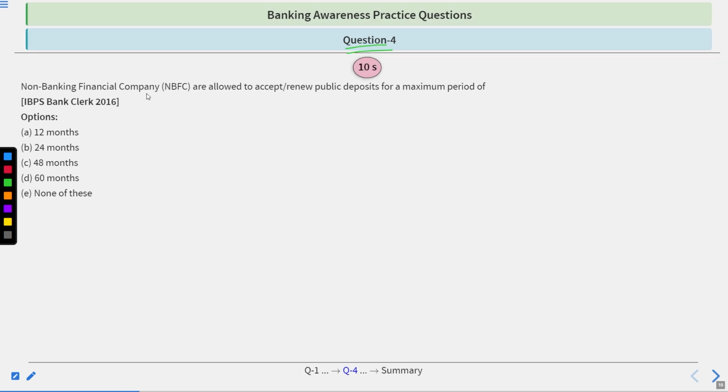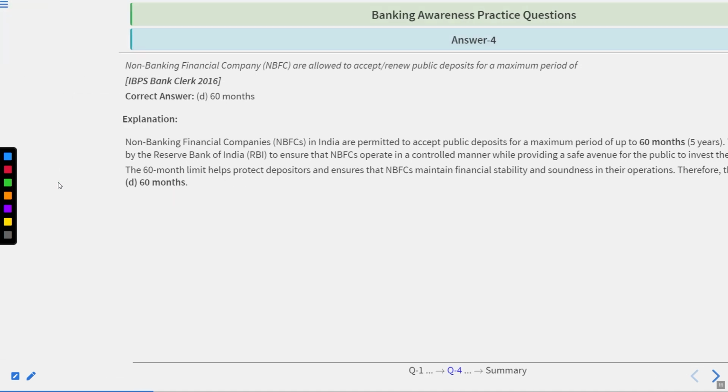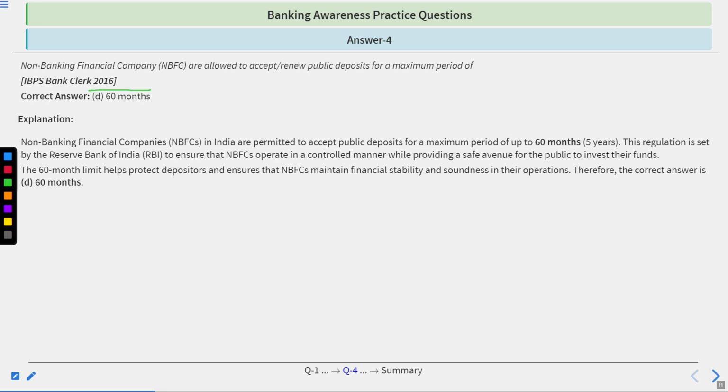Question number 4. The non-banking financial company is allowed to accept and renew public deposits for a maximum period of 12 months, 24 months, 48 months, 60 months, none of these. To answer this, you will have 10 seconds and I will give you the answer. Time starts now. Time's up. Correct answer is D, 60 months.